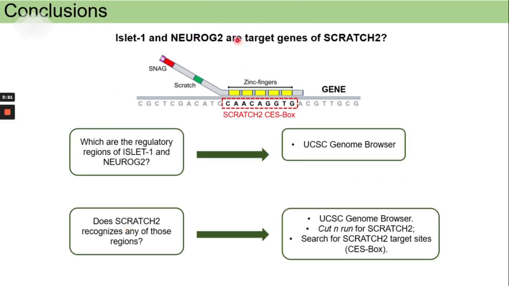So to see if Scratch2 regulates the activity of Islet1 and Neurogenin2, we searched for regulatory regions of Islet1 and Neurogenin2 using the UCSC Genome Browser, and after that we asked if Scratch2 recognizes any of those regions. So we used UCSC Genome Browser tracks of CUT&RUN for Scratch2, and we also searched for Scratch2 target sites.